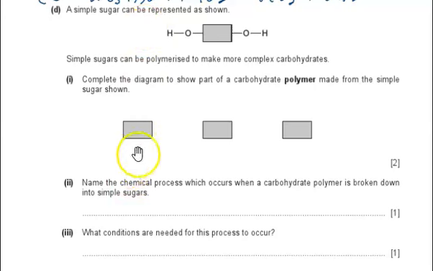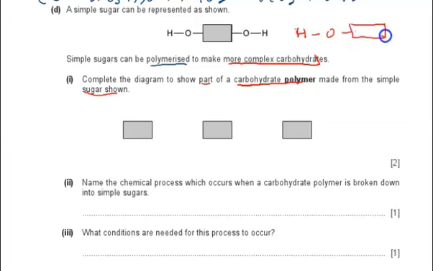Okay, a simple sugar can be represented as shown. The simple sugar can be polymerized to make a more complex carbohydrate. Complete the diagram to show part of the carbohydrate polymer made from the simple sugar shown. Okay, so here we will have, let's say I draw here another one, hydrogen, oxygen, and we have another monomer here.